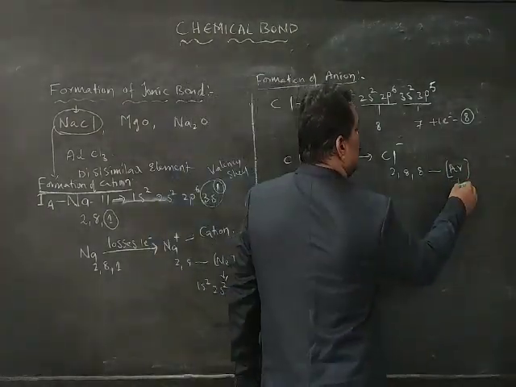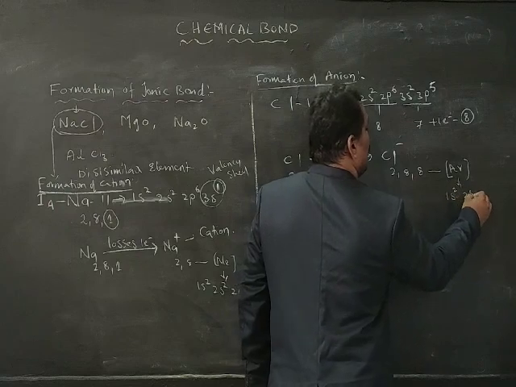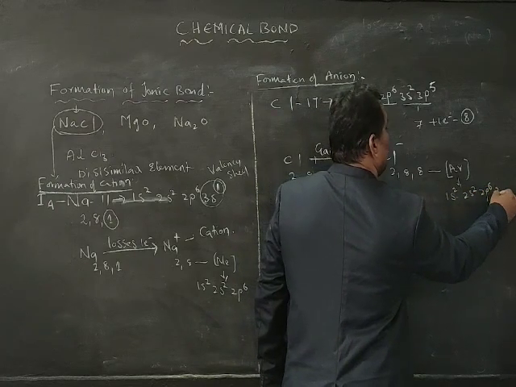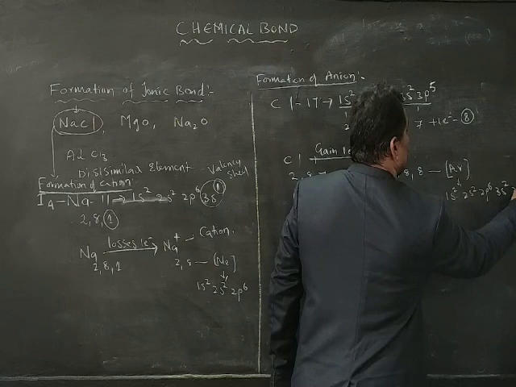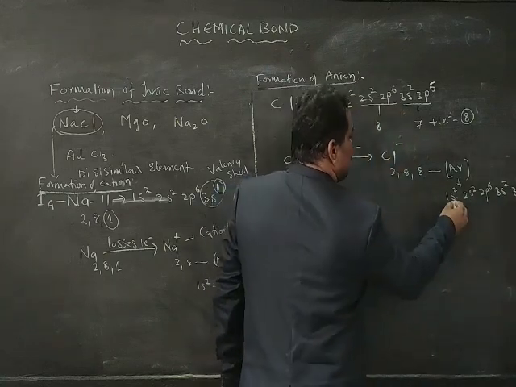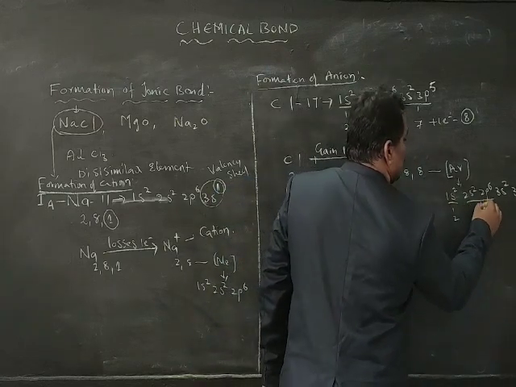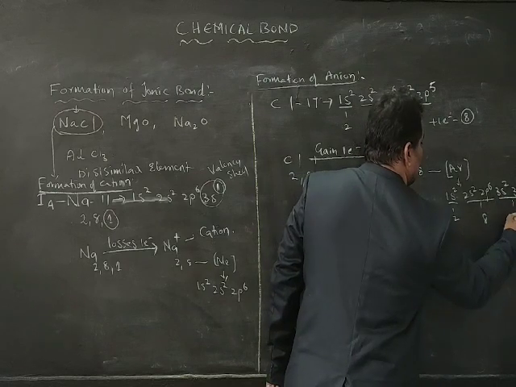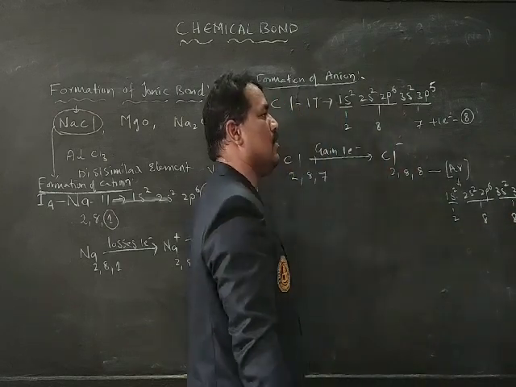What is the argon electronic configuration here? 1s2, 2s2, 2p6, 3s2, 3p6. The first shell has 2 electrons, the second shell has 8 electrons, and the third shell also has 8 electrons.